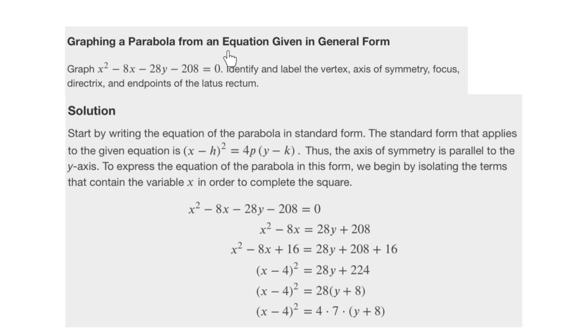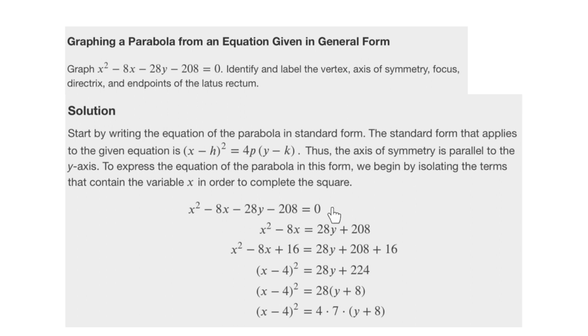Graphing a parabola from an equation given in general form. So this is the general form. We need to write it in the standard form first so that we can graph this. This starts with x squared and y doesn't have any square, so we can compare this with the standard form: (x minus h) whole squared equals 4p times (y minus k).